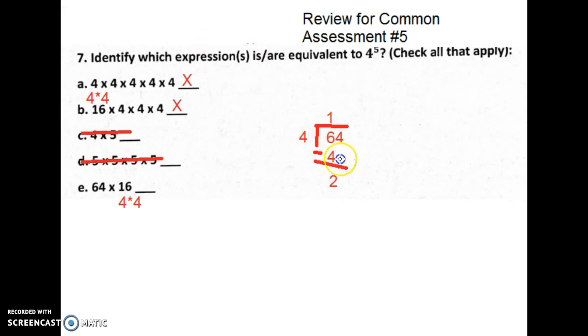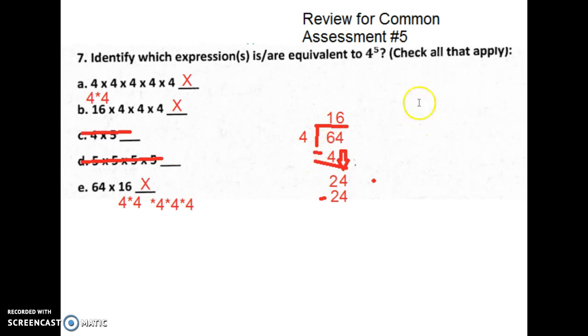I bring down my 4. So this becomes 24. Can 4 go into 24? It sure can. How many times? 6. And I'm done, right? Because this is just minus now. So there we go, 4 times 16 equals 64. So let me see here. That means there's one 4 there, and 2 more 4s there. That's 5 4s total. So yes, this is going to equal the same exact thing.